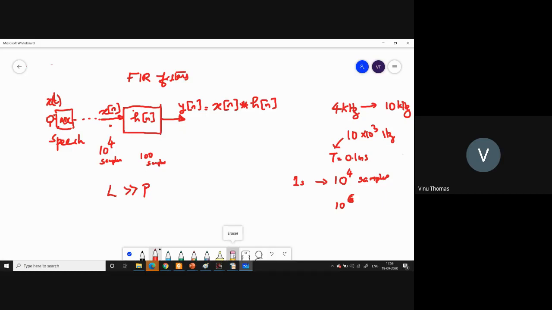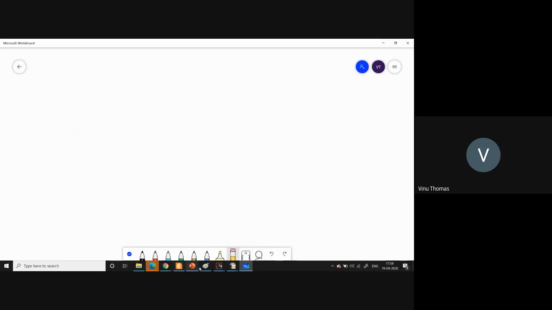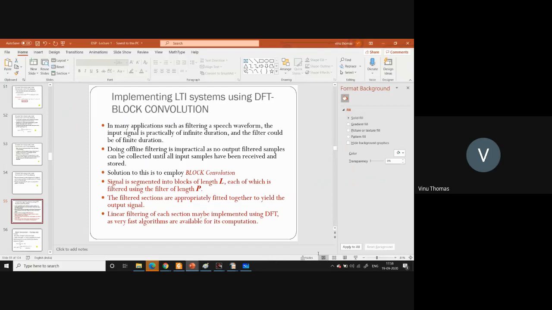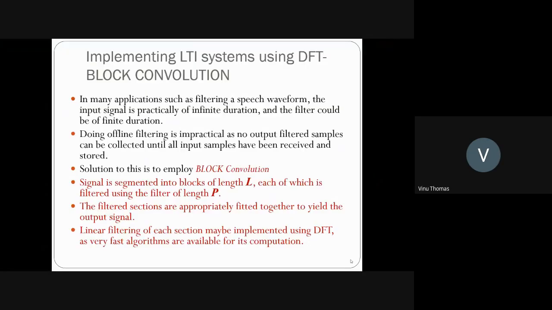So usually, in practice, you have sequences that are of practically infinite length, and you have filters that could be of finite duration. So in many applications such as filtering a speech waveform, the input signal is practically of infinite duration, and the filter could be of finite duration.